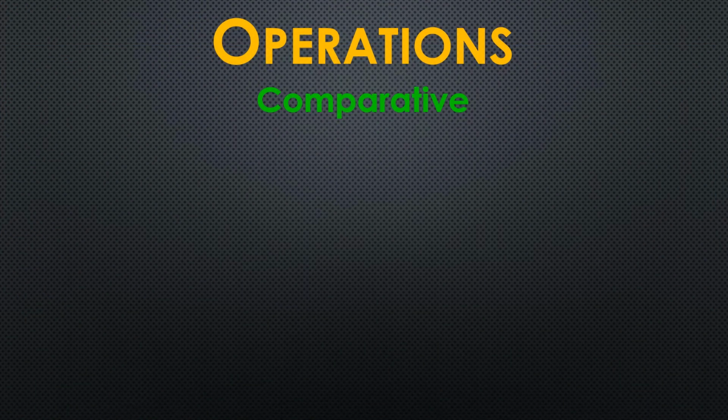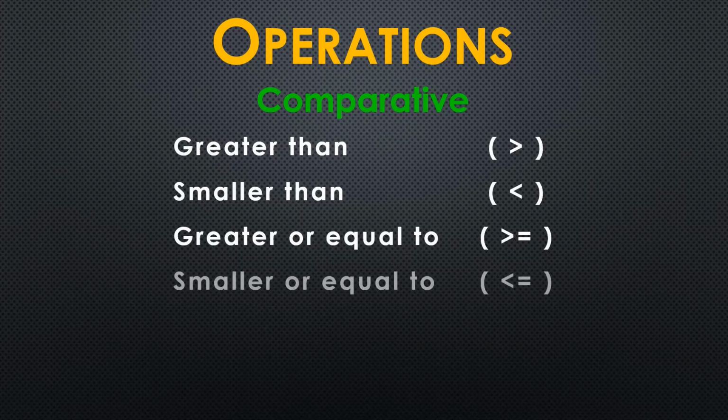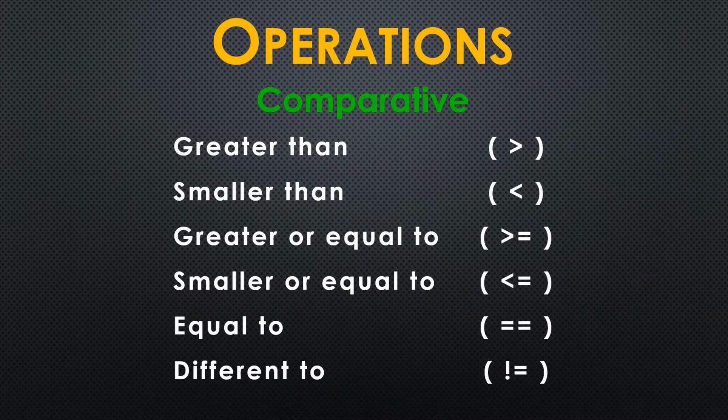Last but not least are the comparative operations. These don't modify a variable, but rather they compare it to either a constant or another variable. Comparative operations include greater than, smaller than, greater or equal to, smaller or equal to, and different to. Let's see some practical examples.